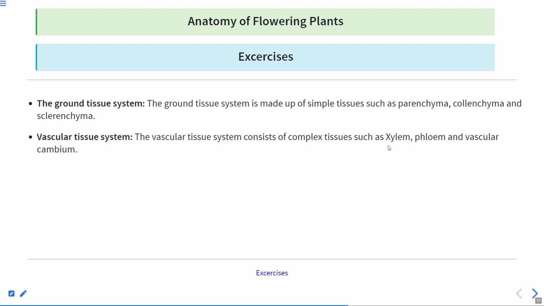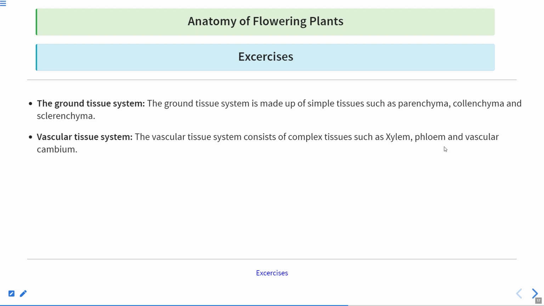In the case of xylem, we have four different types of cells: xylem vessels, xylem tracheids, xylem parenchyma, and xylem fibers. Out of these four, only xylem parenchyma is living. The other three are dead in nature. Its basic function is to transport water and the minerals dissolved in it, and this shows unidirectional movement.